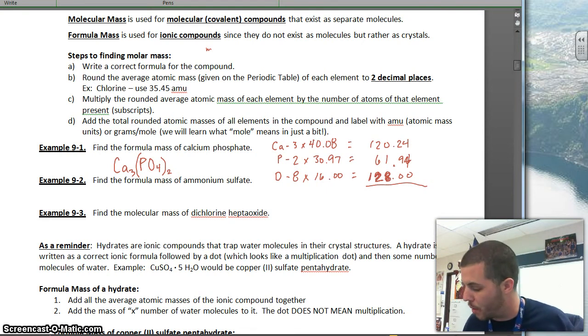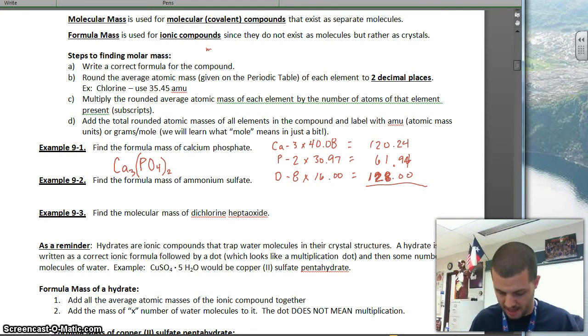And when we do that math, we get that the actual molar mass is 120.24 plus 61.94 plus 128. And we get that the molar mass, or the formula mass, which is the same thing, of calcium phosphate is 310.18. Now, we will need units every time, okay? And our units for this is going to be AMU.